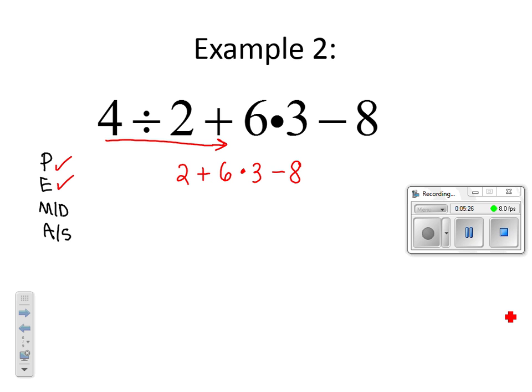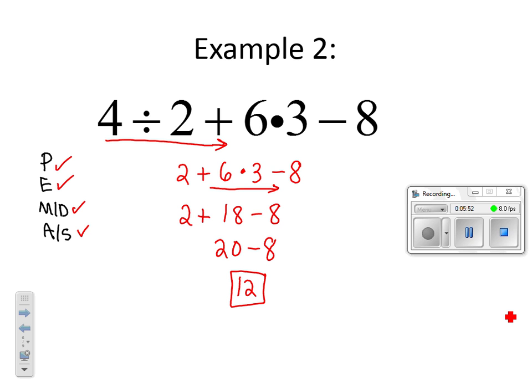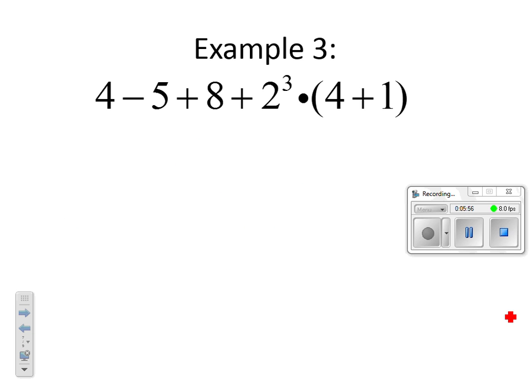Now I do multiplication still until I'm completely done with multiplication. Left to right, 3 times 6 is 18. Subtract 8. And now I'm going to do adding and subtracting left to right. So 2 plus 18 is 20. Then I can then subtract the 8 from the 20, which is 12. Always continually using my order of operations. Okay, let's try another one.